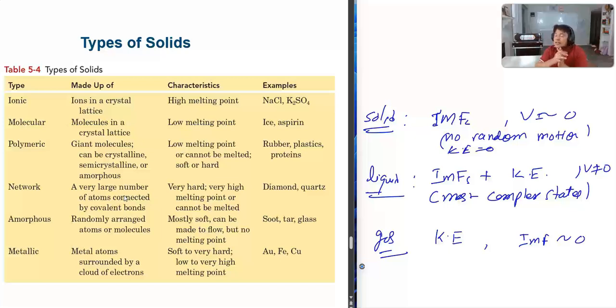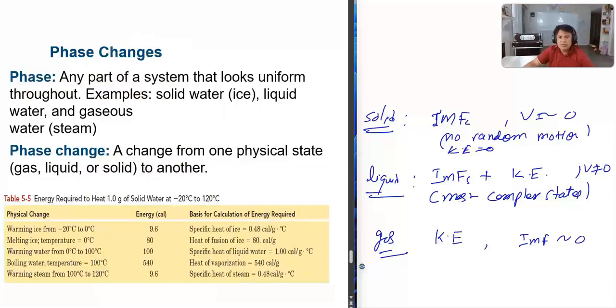Then there are the metallic solids. They are metal atoms surrounded by a cloud of electrons. The metallic solids can be soft, and they can also be very, very hard, right? Sometimes they are in liquid form also, like mercury, right? So for example, gold, iron, copper, they are the metallic solids. So there are different types of solids, many types of solid, okay.